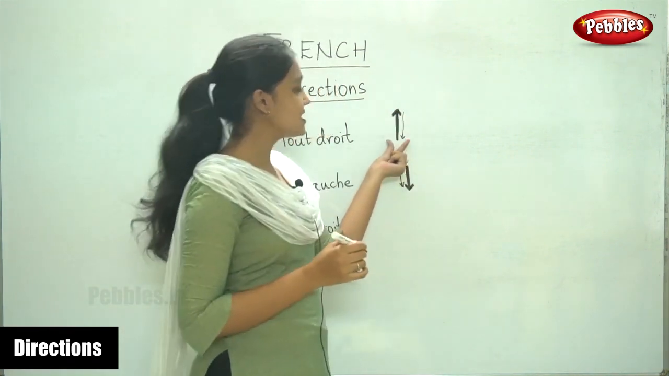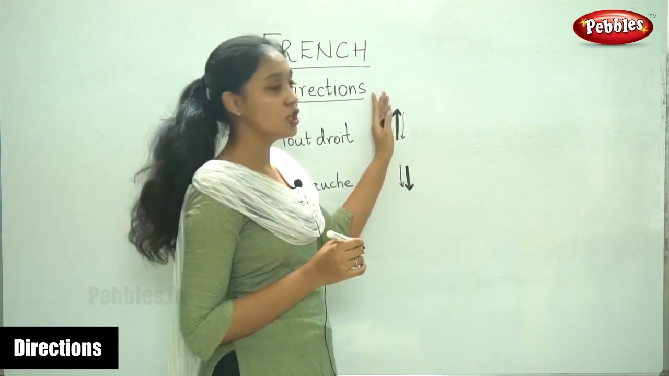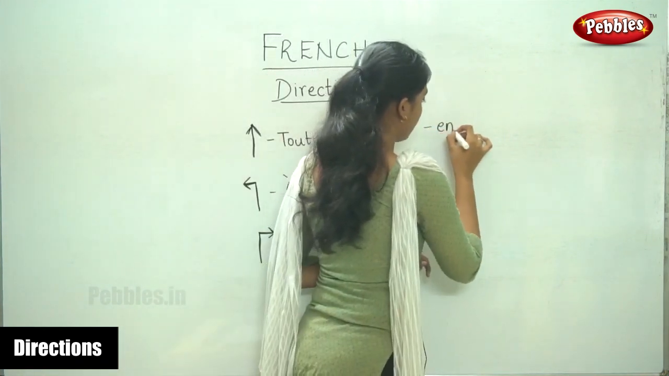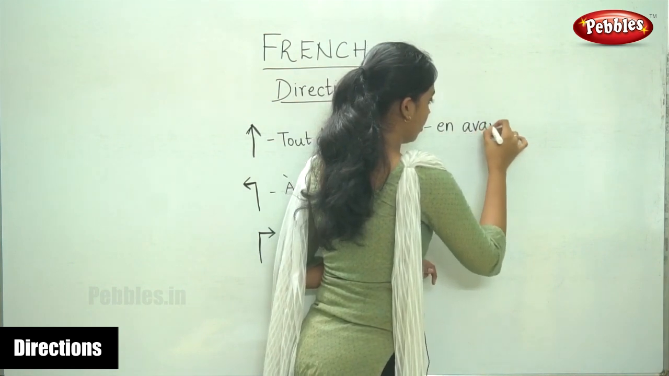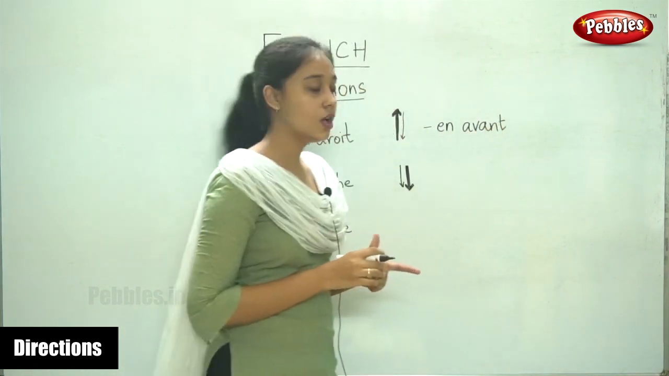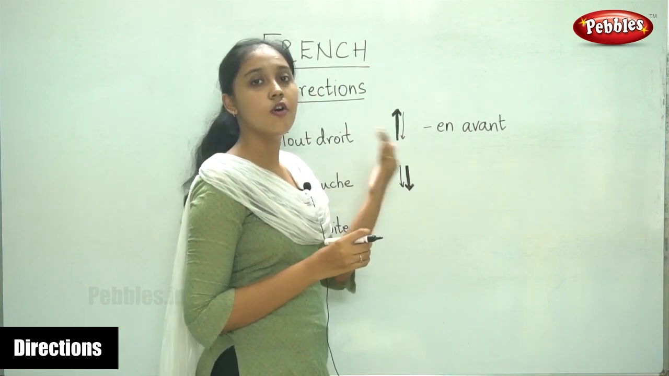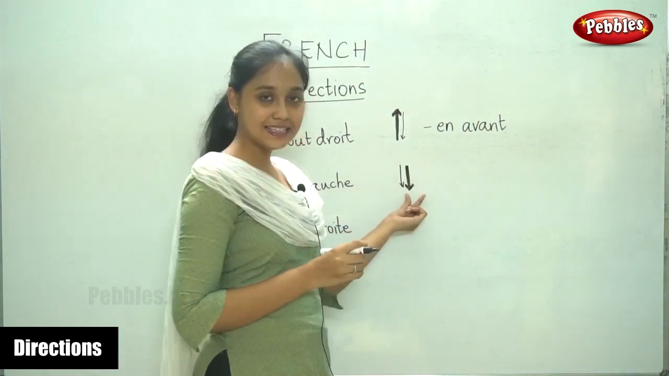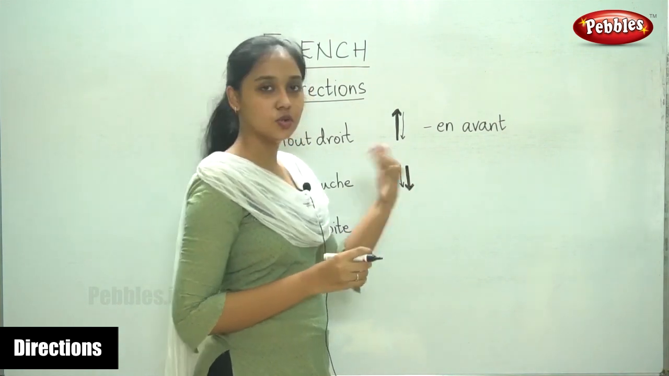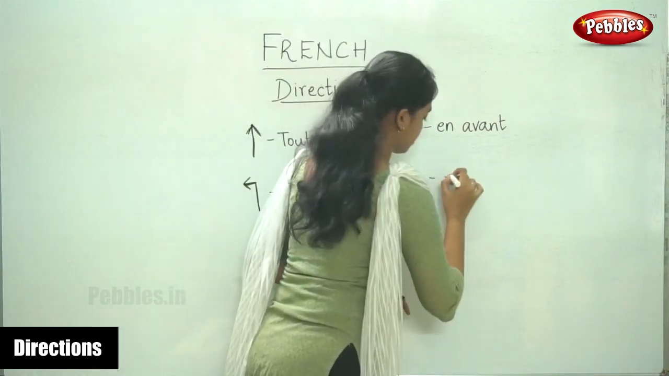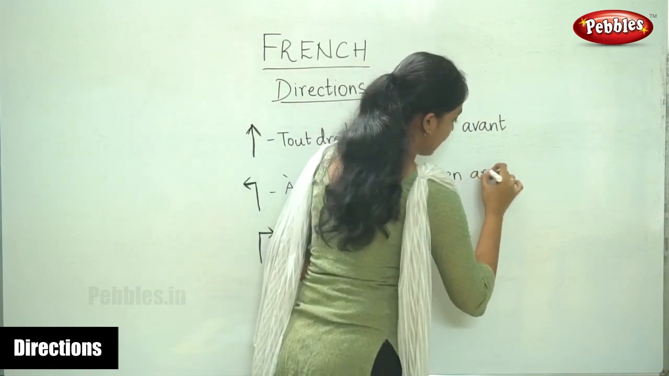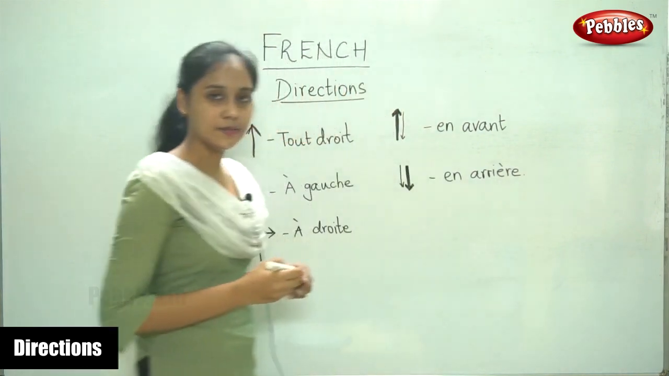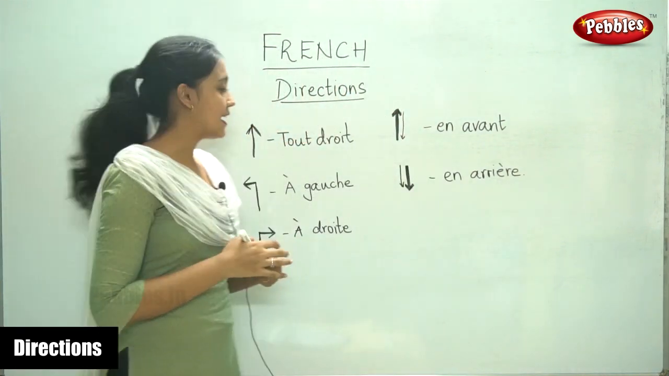The arrow that is highlighted indicates to go forward. So en avant. Go forward. Now in the next arrow, the one that is highlighted indicates that you need to go in the opposite direction. So en arrière. So what do these arrows indicate?